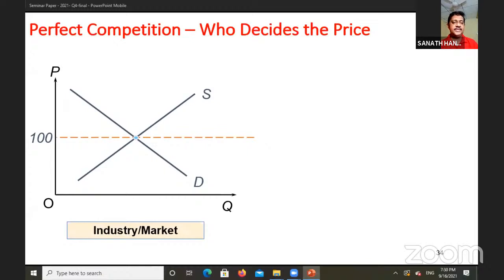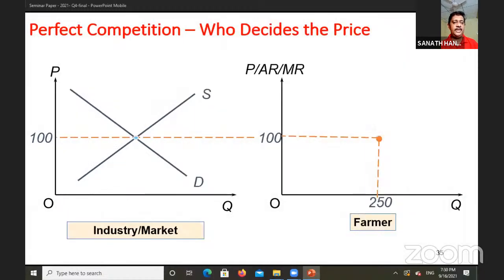As I told you, assume this is a market for vegetables, and there is a farmer who supplies this vegetable at 100 rupees. Assume the quantity demanded is 250 kilograms. When the price is 100 rupees, people buy 250 kilograms of vegetables from this seller.